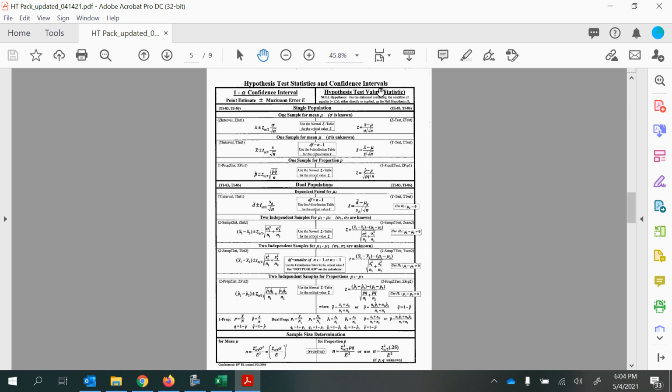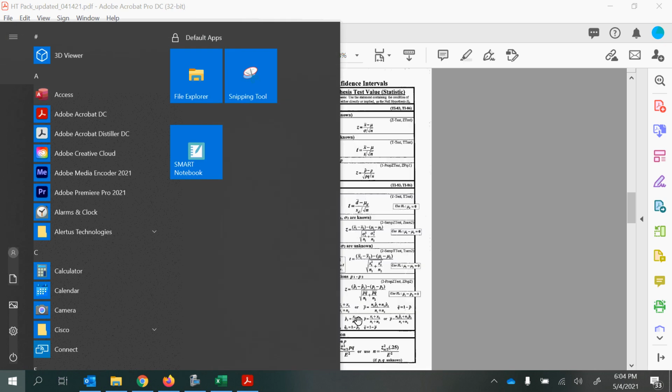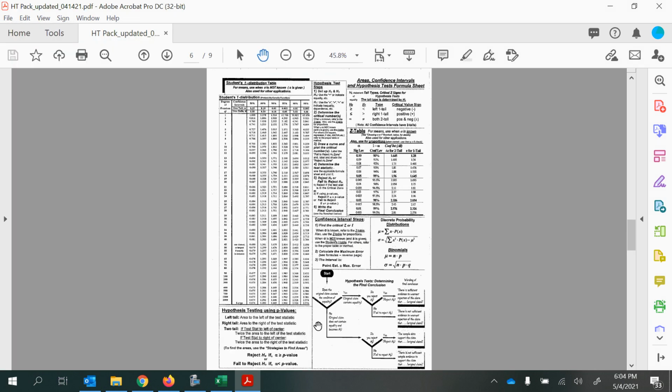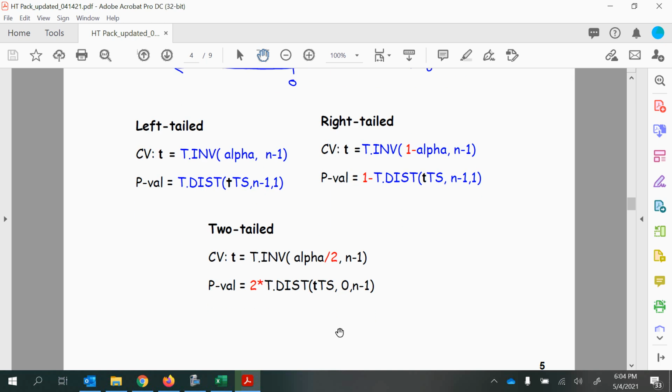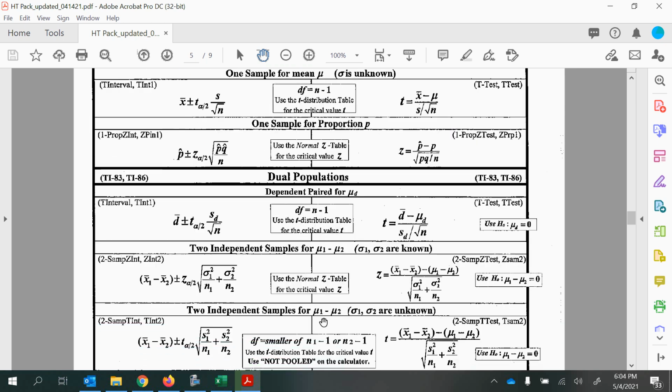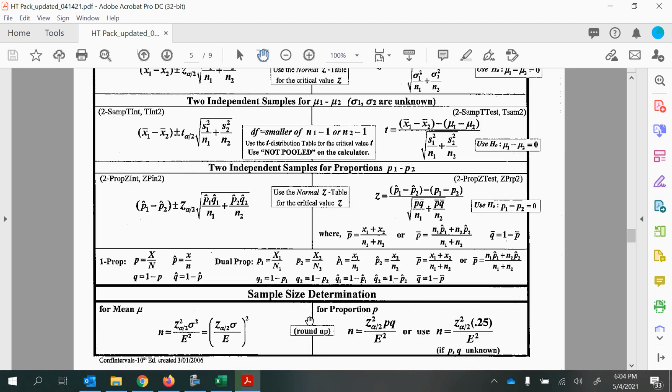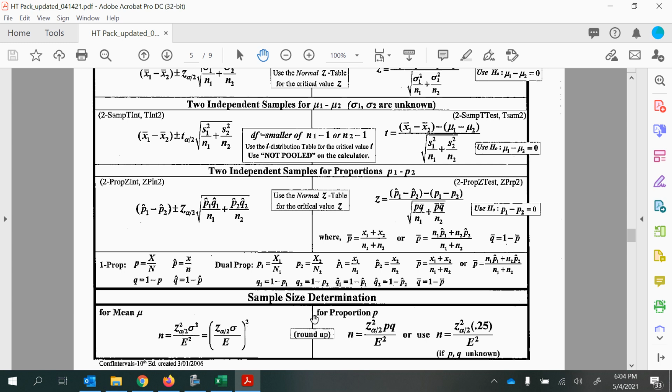So on our hypothesis testing and confidence interval formula sheet, down at the bottom, we see the section, oops, wrong page. Let's see. There we go. We see down at the bottom here the sample size determination formulas. One for if you're doing it for a mean and one if you're doing it for a proportion.